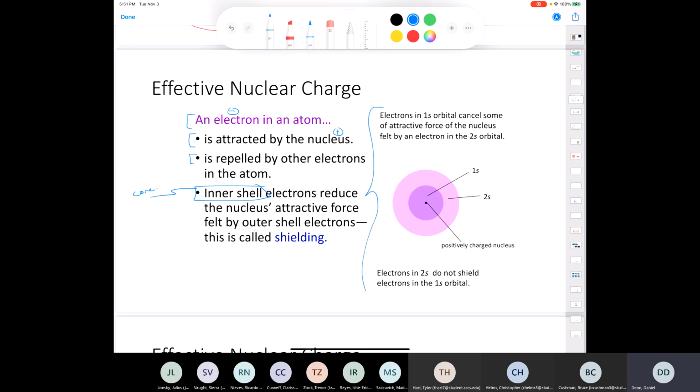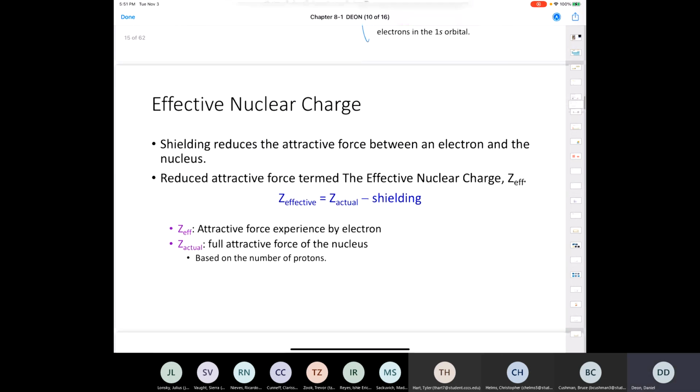Here's a figure taken from our book. It says here that electrons that are in the 1s orbital cancel some of the attractive force felt by an electron in the 2s orbital. The electrons in the 2s do not shield electrons in the 1s orbital. Okay, so it's only inner electrons that shield outer electrons. The shielding thus reduces the attractive force between an electron and the nucleus, and the reduced attractive force, termed effective nuclear charge, is calculated as such.